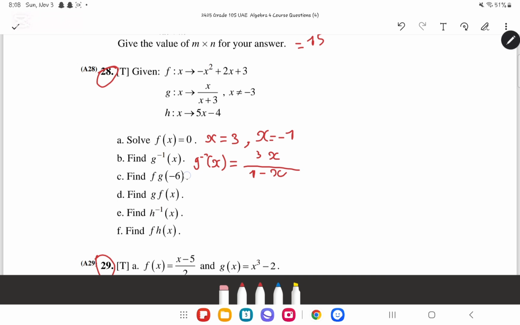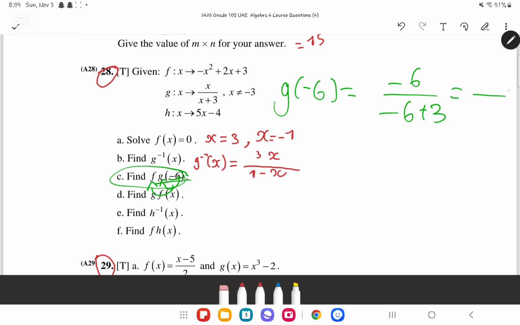Now they are looking for fg(minus 6). For fg(minus 6), that means you have to substitute minus 6 into g, and then g(minus 6) into f. So starting simply, g(minus 6) is equal to minus 6 over minus 6 plus 3. So minus 6 over minus 3, which is 2.